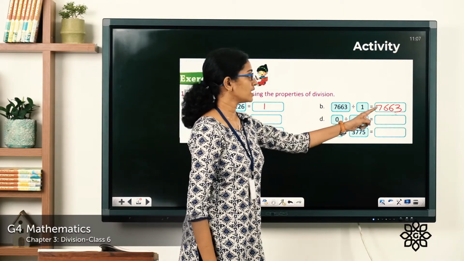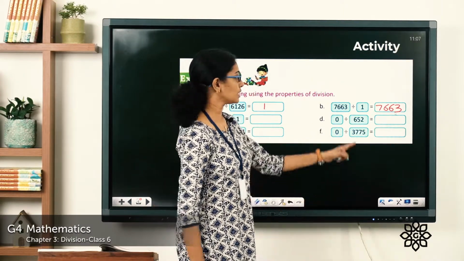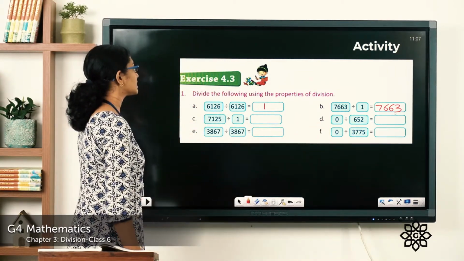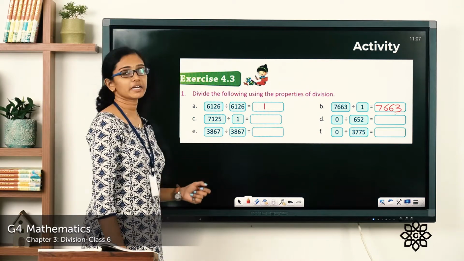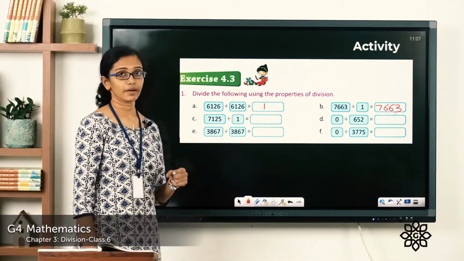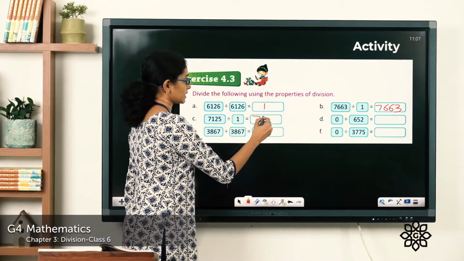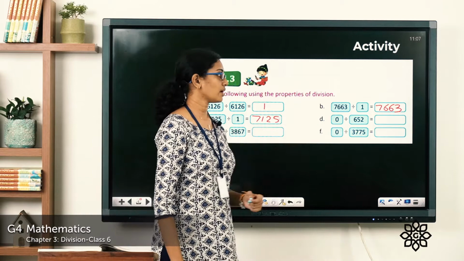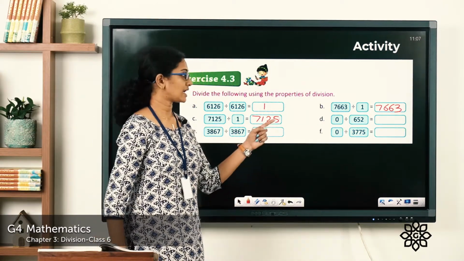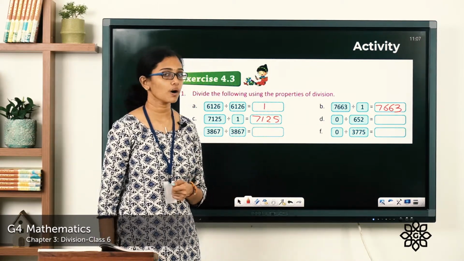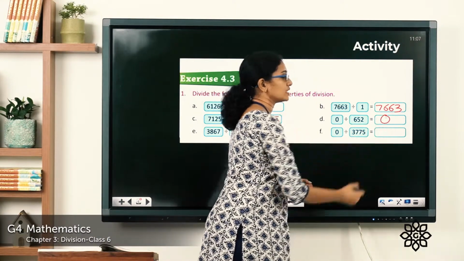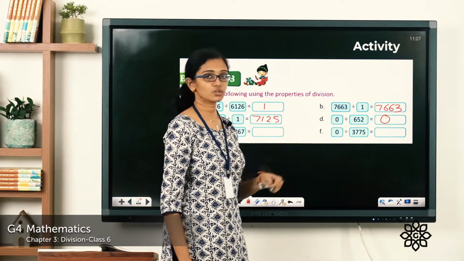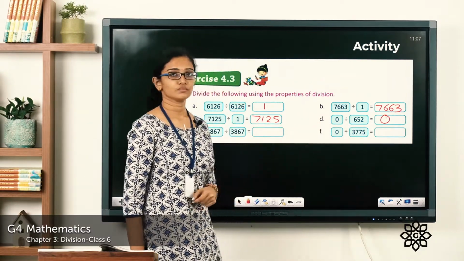Why? Because 1 into 7663 will give you 7663. Now question C, 7125 divided by 1. Number divided by 1 gives you the number itself as the quotient. Now question D, 0 divided by 652. 0 divided by any number gives you what? 0 itself as the quotient. Why? Because 652 into 0 gives you the dividend 0, right?